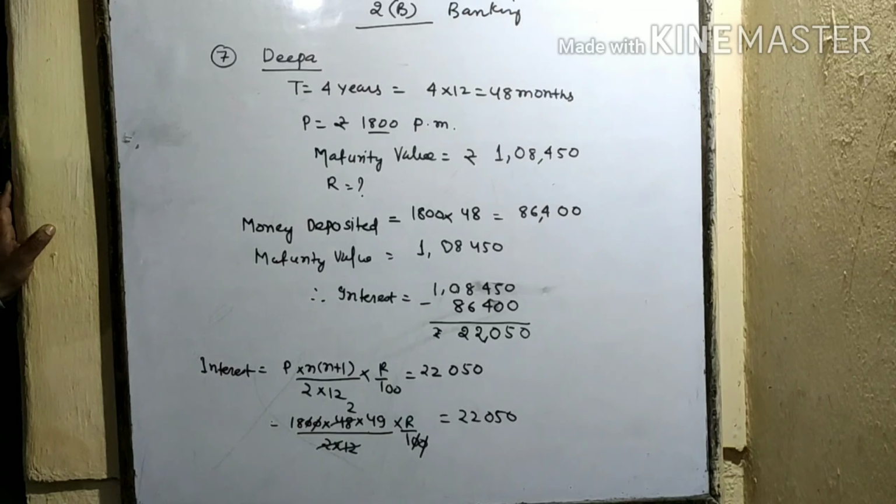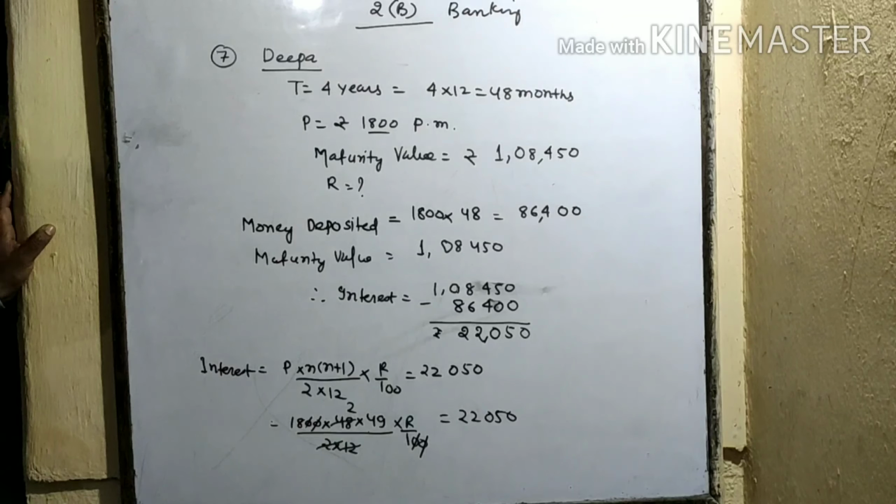So when you cancel 12, 3 12 are 36, 3 7 are 21, 3 3 are 9, 3 5 is 15. So R will come out as 7350 divided by 12 into 49. So 3 4 are 12, 3 2 are 6, 3 4 are 12, 3 5 are 15. So it is 2450 by 4 into 49. It is 2 2 are 4, 1225. R will come out as 1225 by 2 into 49.